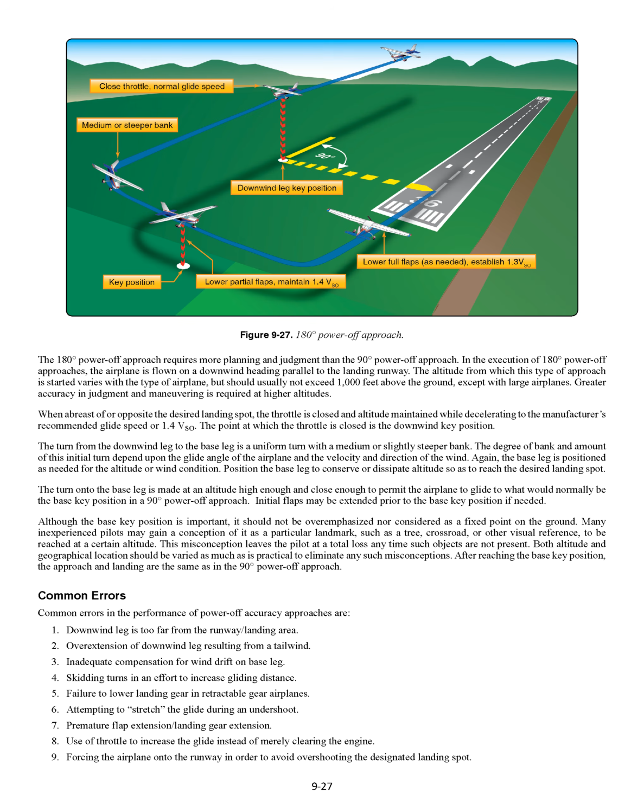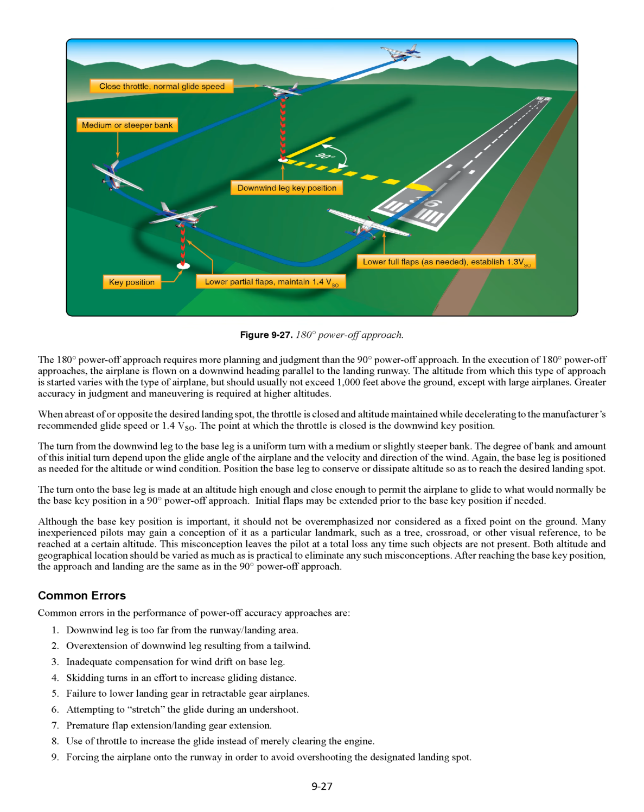Common errors. Common errors in the performance of power-off accuracy approaches are: 1. Downwind leg is too far from the runway/landing area. 2. Overextension of downwind leg resulting from a tailwind. 3. Inadequate compensation for wind drift on base leg. 4. Skidding turns in an effort to increase gliding distance. 5. Failure to lower landing gear in retractable gear airplanes.